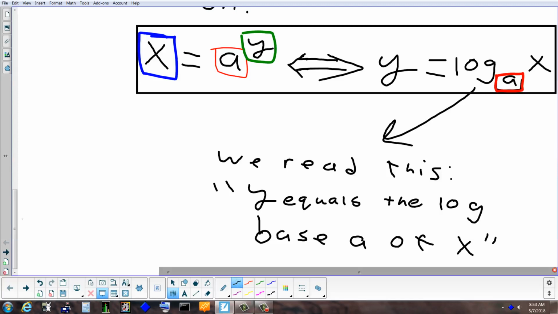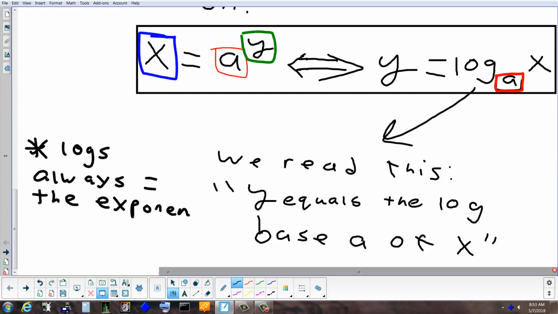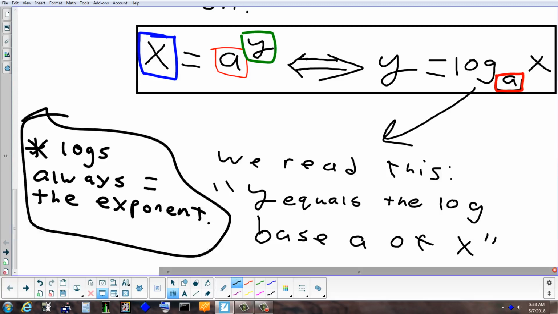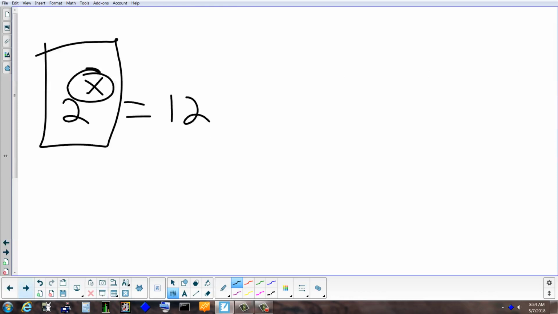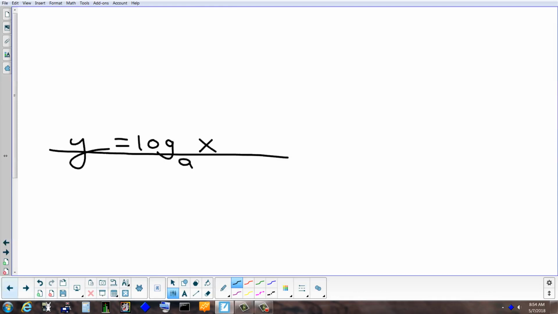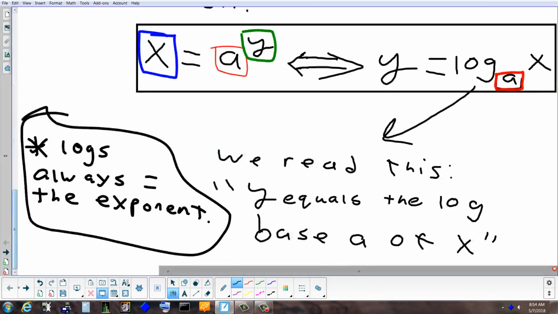The next thing, I'm just going to put this off to the side. Logs always equal the exponent. That's the point of a logarithm. A logarithm is used to calculate an exponent. And that's what I tried to show you right here. If you wanted to know the answer to that problem, you would use a log, and it would calculate what the exponent comes out to. So just try to get that sentence memorized in your head. Logs equal exponents.